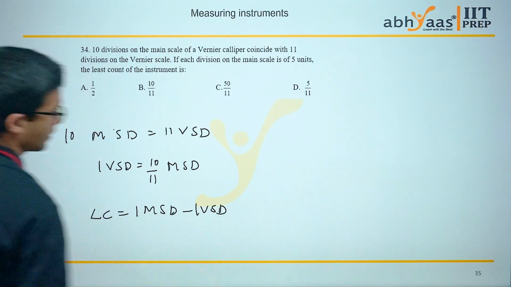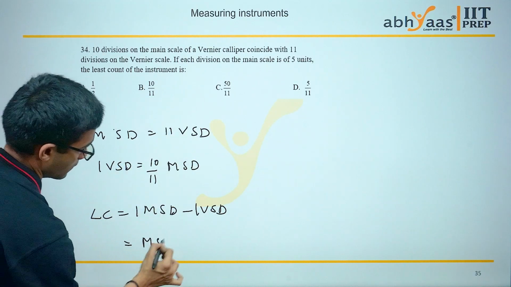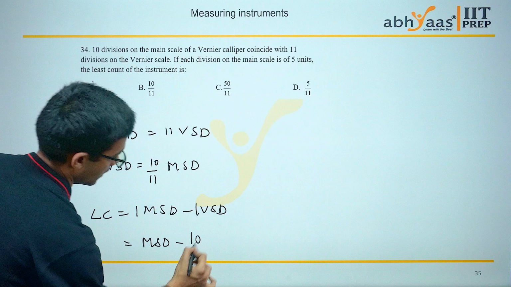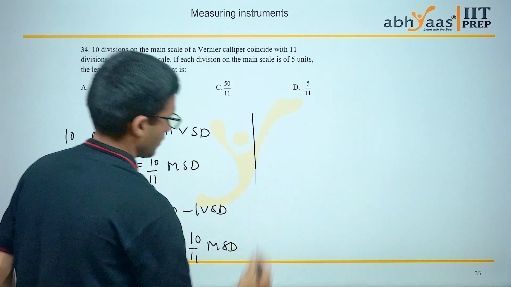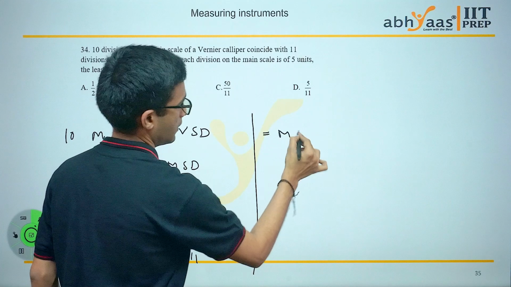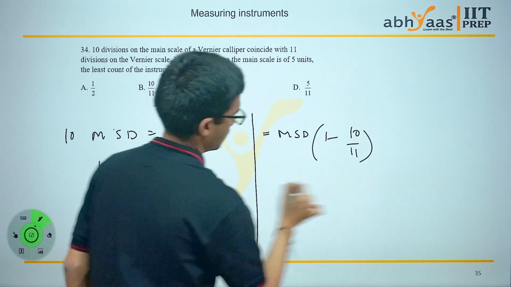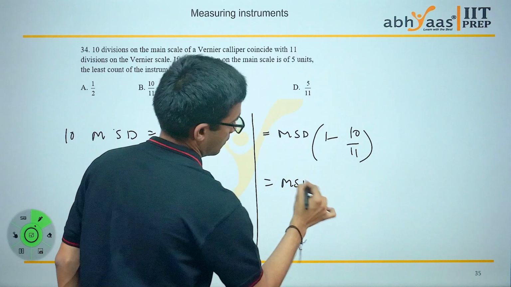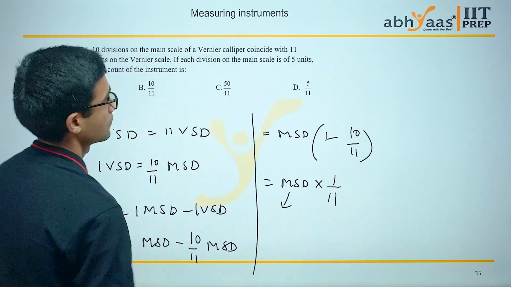So what has he given? Main scale division is 5 units. So MSD minus 10 by 11 MSD is equal to MSD into (1 minus 10 by 11), so MSD into 1 by 11. MSD is given as 5.